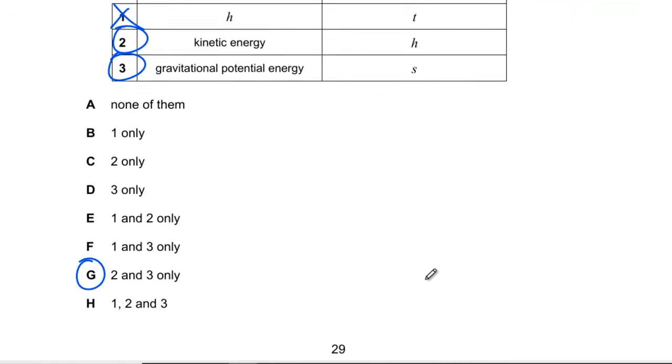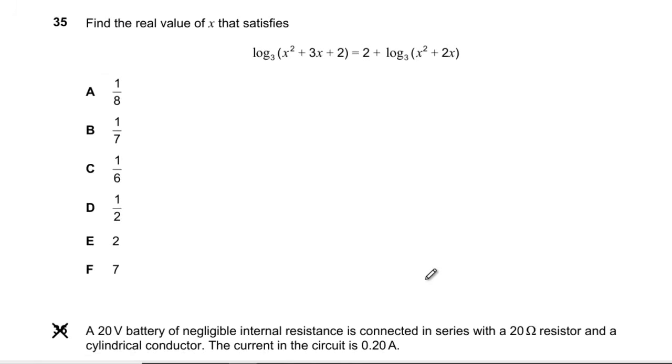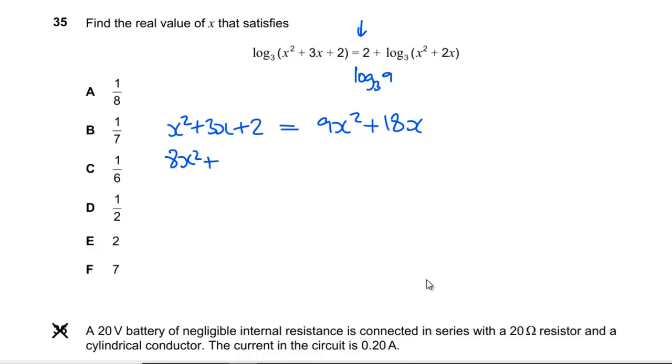Okay, that's good. Find the real value of x that satisfies this equation. Right, so we've got log base 3, so we've got an annoying 2. So let's turn that into a log base 3 as well. So that's going to be log base 3 of 9. So we'll have x squared plus 3x plus 2 is going to be 9x squared plus 18x. So we just have to figure this out and see which one still gives us a log answer. So that's 8x squared plus 15x minus 2 is equal to 0.